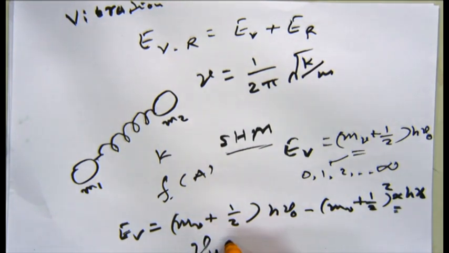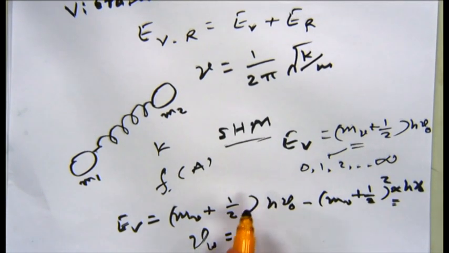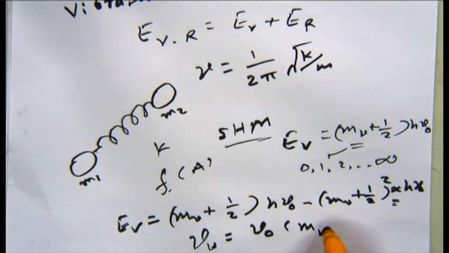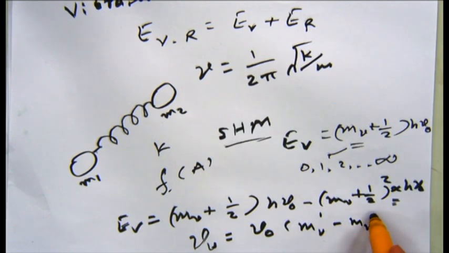So ν is equal to ν0 (mV dash minus mV double dash). Here the first vibrational state is represented by mV dash, and the second vibrational state is represented by mV double dash. Here mV double dash means it is an excited vibrational state, and mV dash means it is the ground or normal vibrational state.